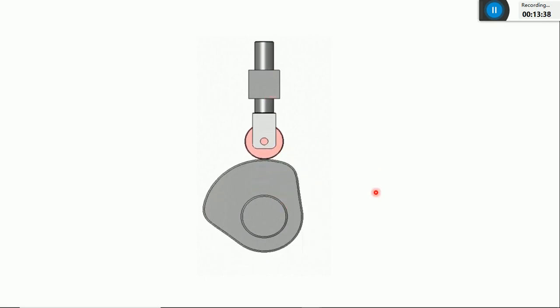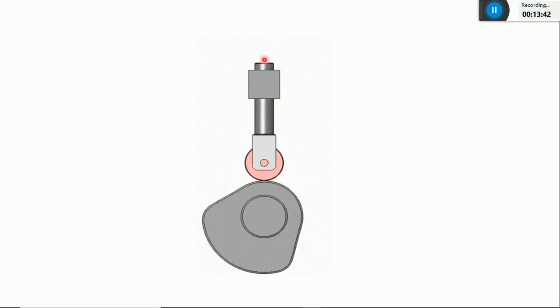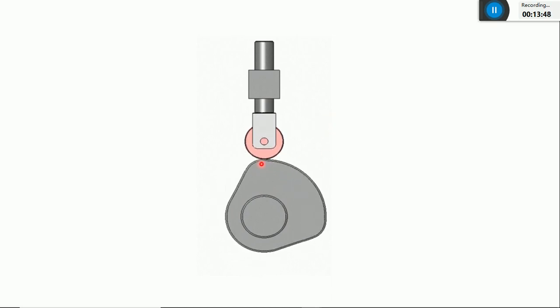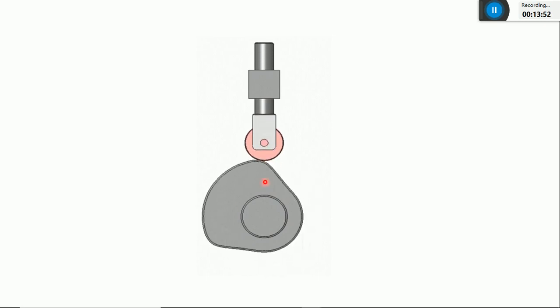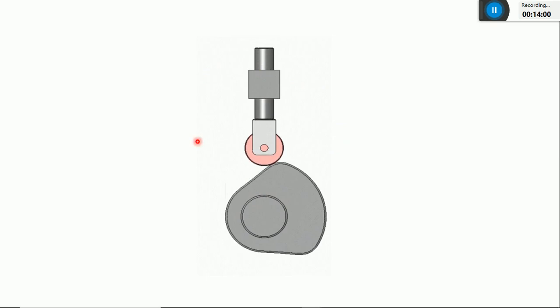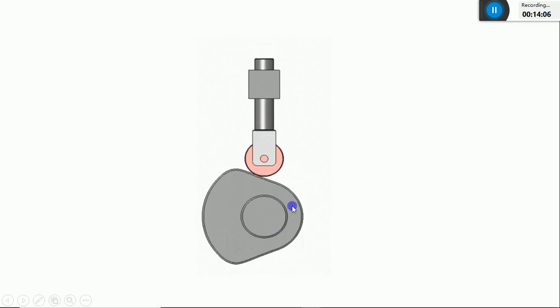Whatever the distance that is traveled by this follower is known as S. From this point to this point, just take any one reference point. You can take the reference as the center of this roller follower. The distance traveled by the follower is nothing but the cam lift, that is given as 40 mm. And the base circle radius is given as 40 mm. That is also the same.